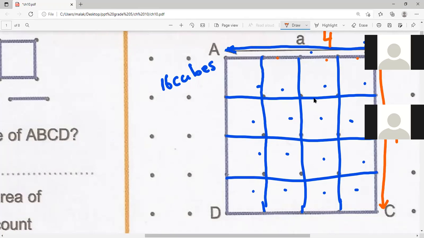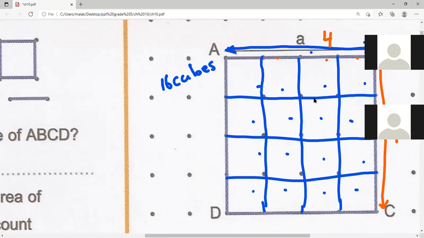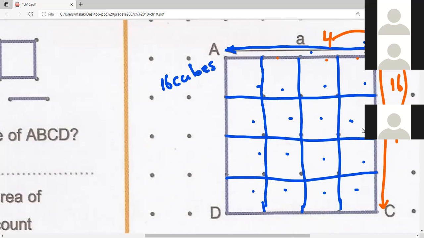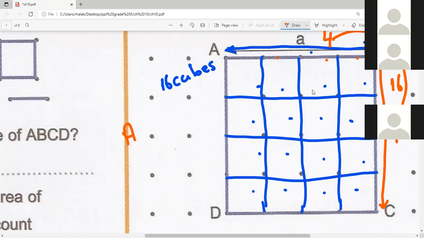Simply, no need to count the cubes that are inside. We're just going to multiply. 4 times 4, how much? Yes, 16. We'll get the same answer. So from now on, for the area of a square, no need to count the distance that's inside this square. We just multiply the 2 sides together. And they have to be equal because in a square, the 4 sides have the same length.